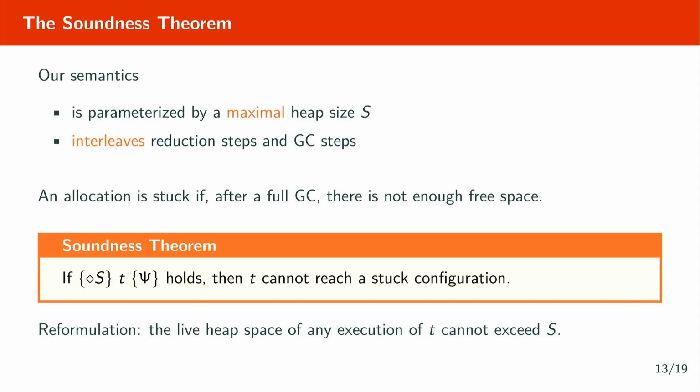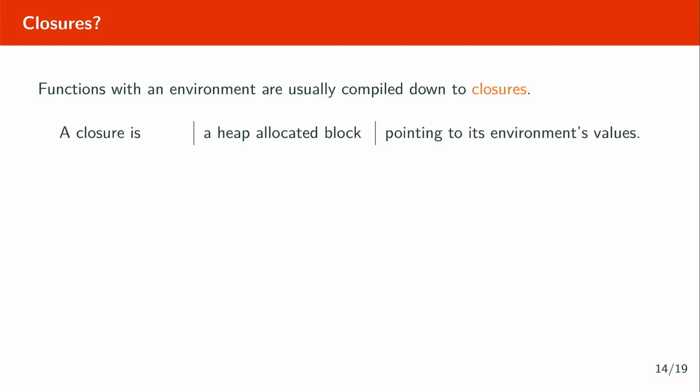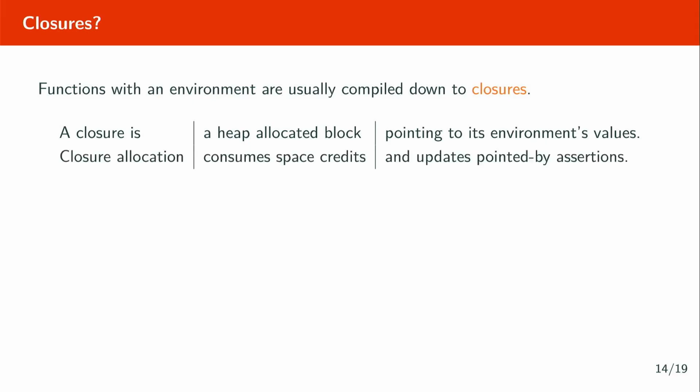Okay, great. So now the second contribution of this paper, handling closures. What are closures? Functions with an environment with free variables are usually compiled down to closures. A closure is a heap-allocated block pointing to the values of its environment. This means that in our logic, closure allocation will consume space credits for the allocation and will update points-to assertions, as a closure block points to the values of its environment.